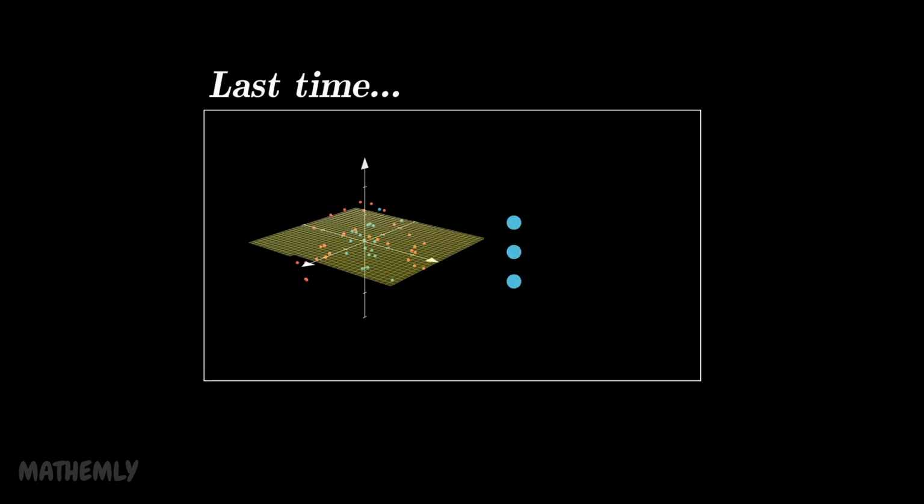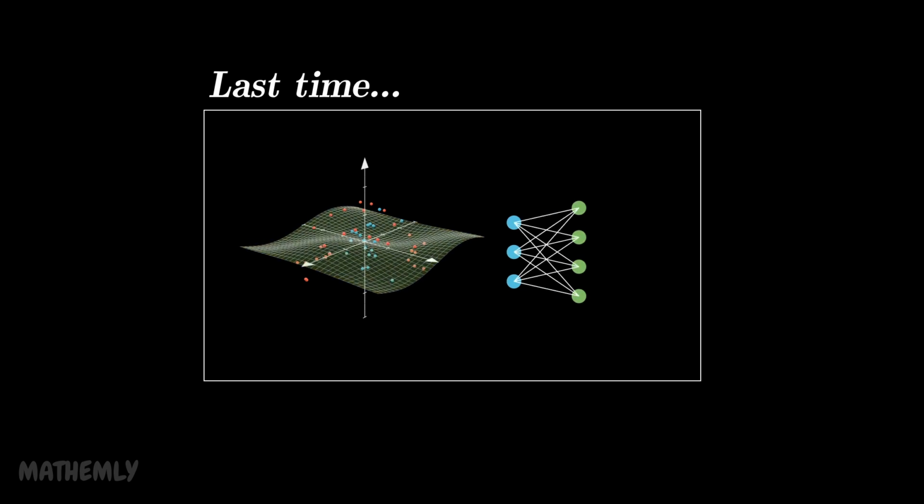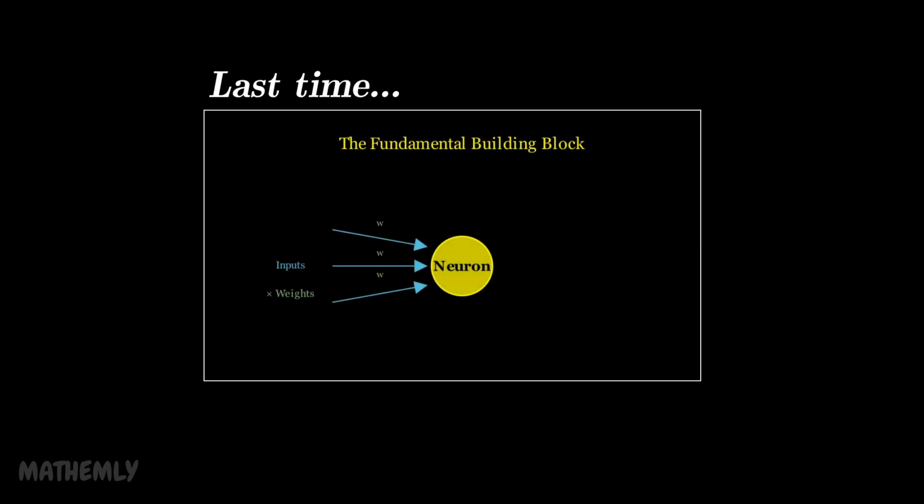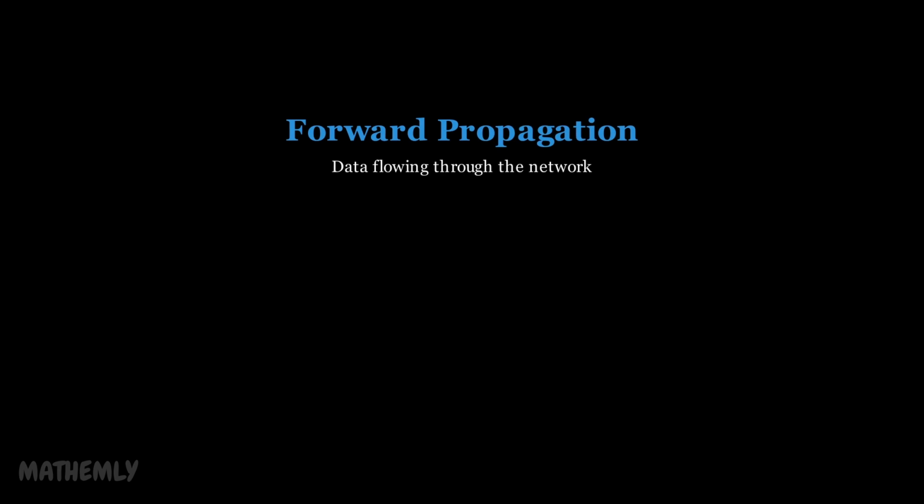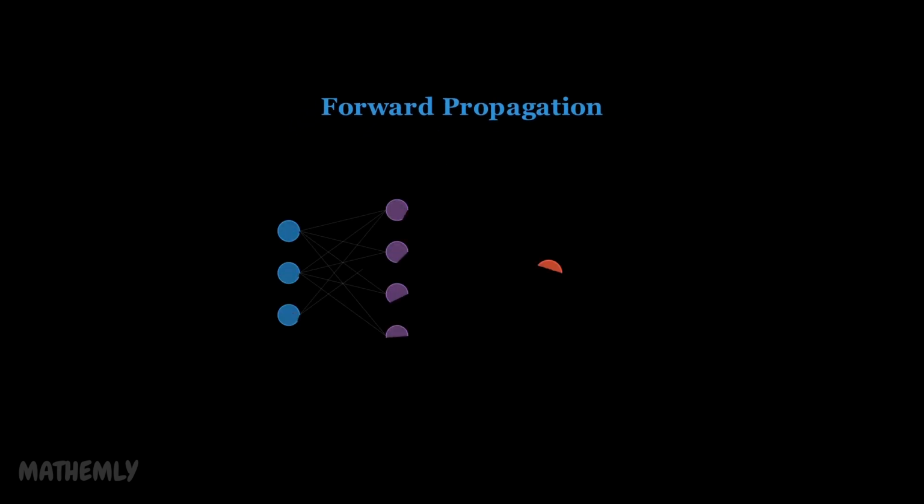So far, we have explored why neural networks need layers and nonlinearity, and we have zoomed in on a single neuron to see how weights and biases shape its decision. Today, we put those pieces together and watch how data actually moves through an entire network in a process called forward propagation, the network's very first guess before any learning happens.